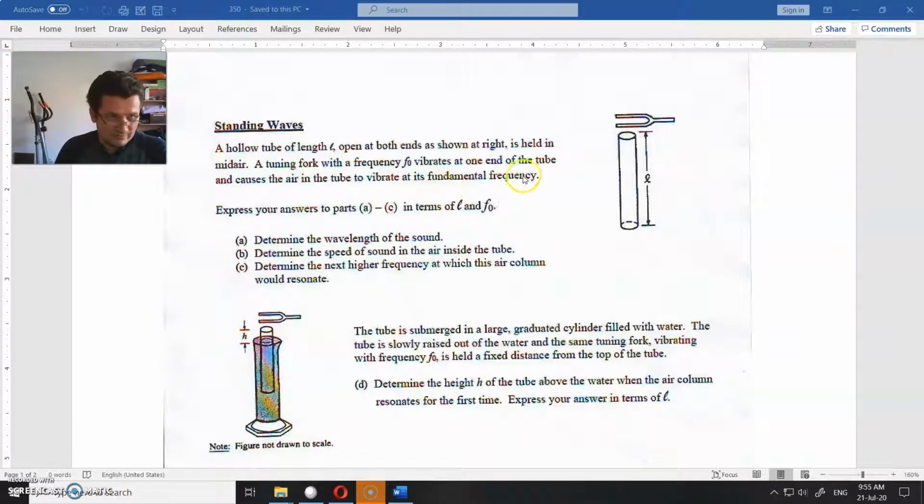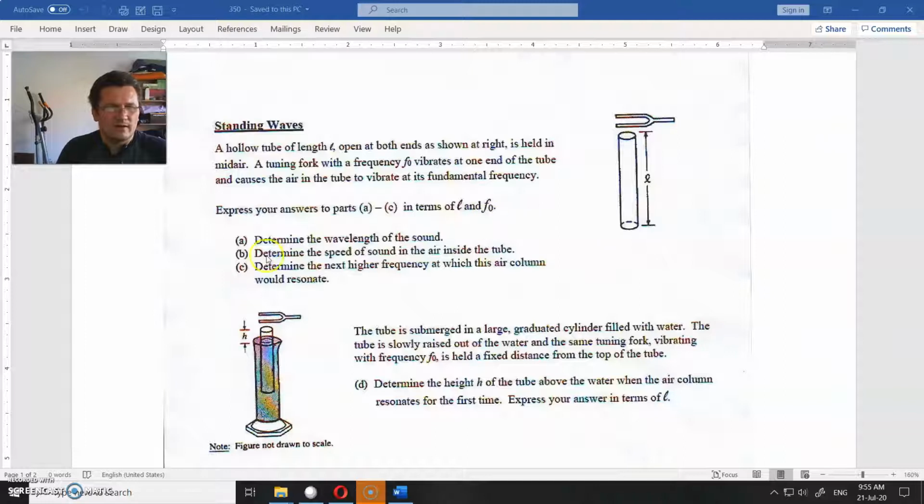So you could Google fundamental frequency, see what that is. Express your answer to parts A to C in terms of L and f0, so in terms of the length and frequency of the oscillator. Whatever oscillates around the oscillator has the same frequency as the oscillator. So this air here is not very important for this assignment, but this air here or water or whatever will always have the frequency of the original oscillator.